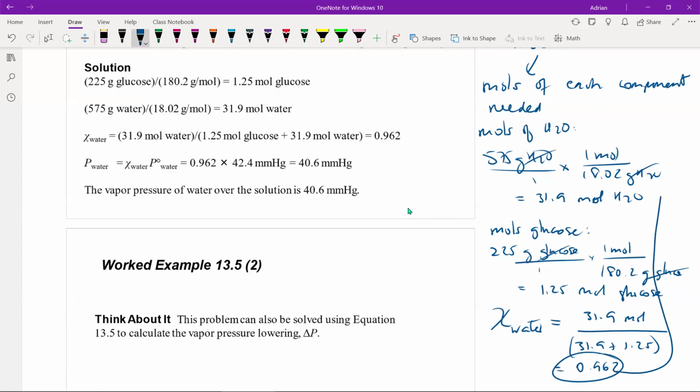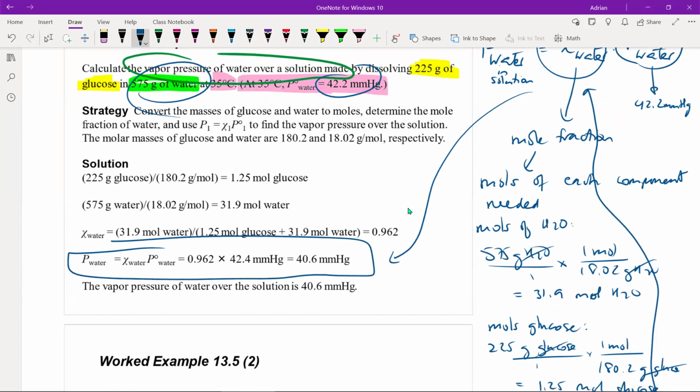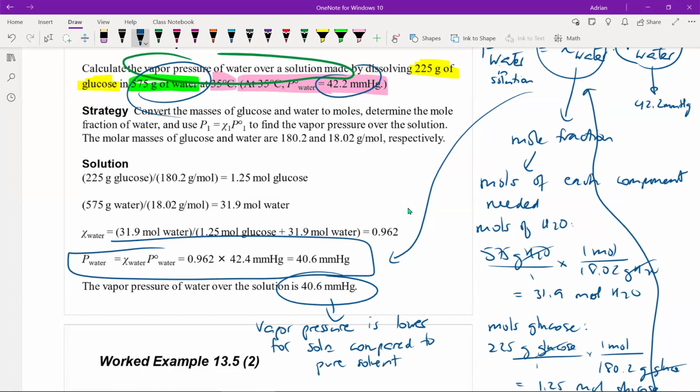We take this and substitute it into our equation: the mole fraction of water times the vapor pressure of pure water at that temperature. So we end up with 40.6. Now, obviously, that makes sense, right? The vapor pressure is lowered. The vapor pressure is lower for the solution compared to the pure solvent, and that makes sense as we've explained previously.